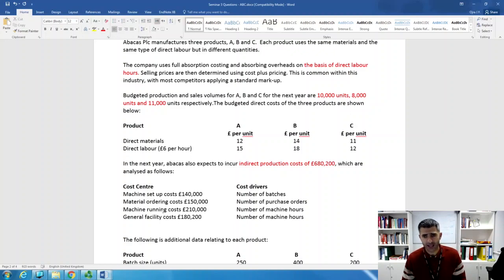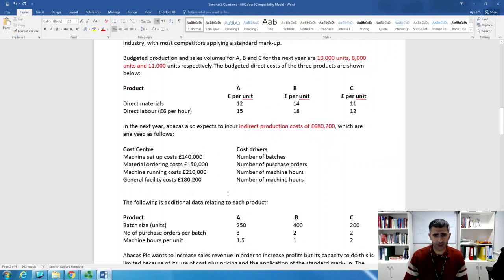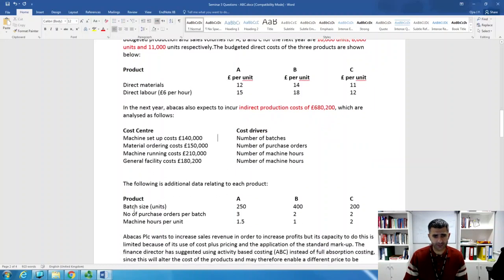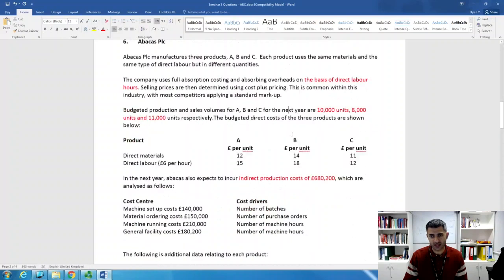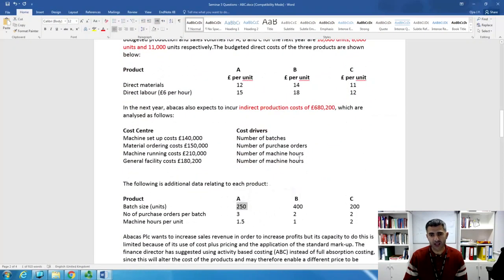Yeah, that's great. And now if you look at the batches here, number of batches, but here you talk about what? Batch size, these in units. So each batch has 250 units. So that means in order to find the number of batches, you need to find the number of units for A, for instance, 10,000 units, and divide by 250 here in order to find the number of batches.